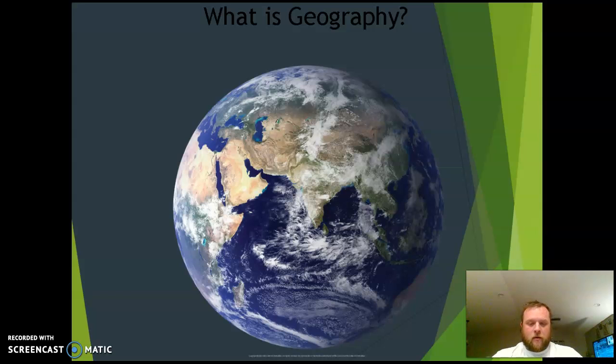Our plan for today, we're going to cover the fundamental tools that geographers use and other people use when they're using geographic methods. And the best tool that we have is maps.